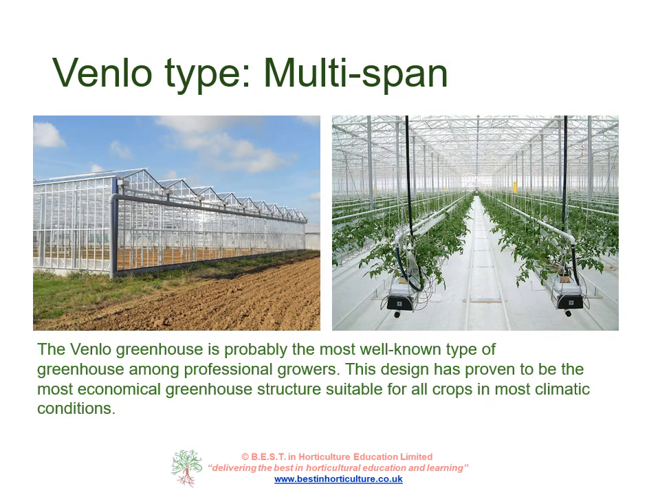For commercial growing, a typical greenhouse needs to be much larger, and the Venlo greenhouse is probably the most well-known type of greenhouse amongst professional growers. This design has proved to be the most economic greenhouse structure suitable for all crops in most climatic conditions.